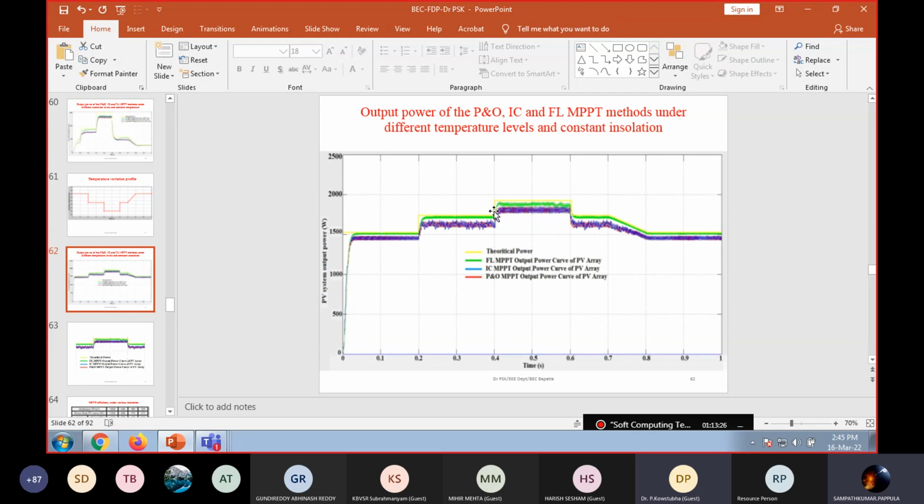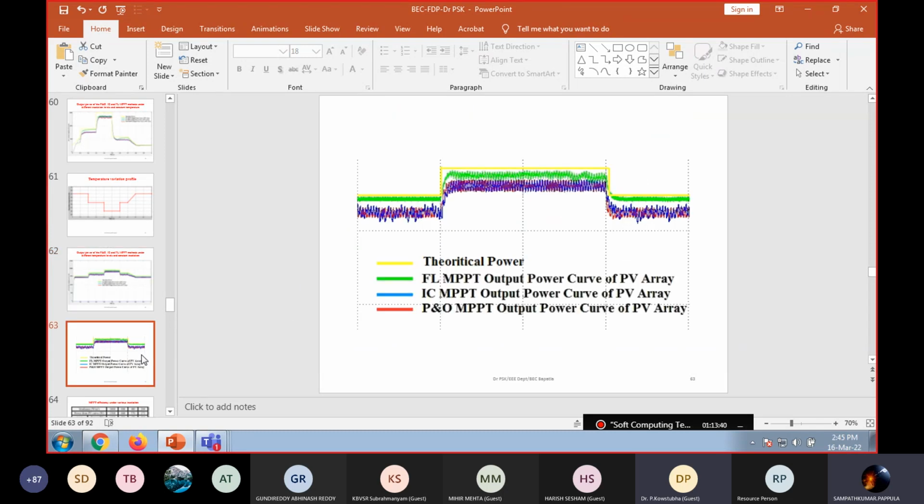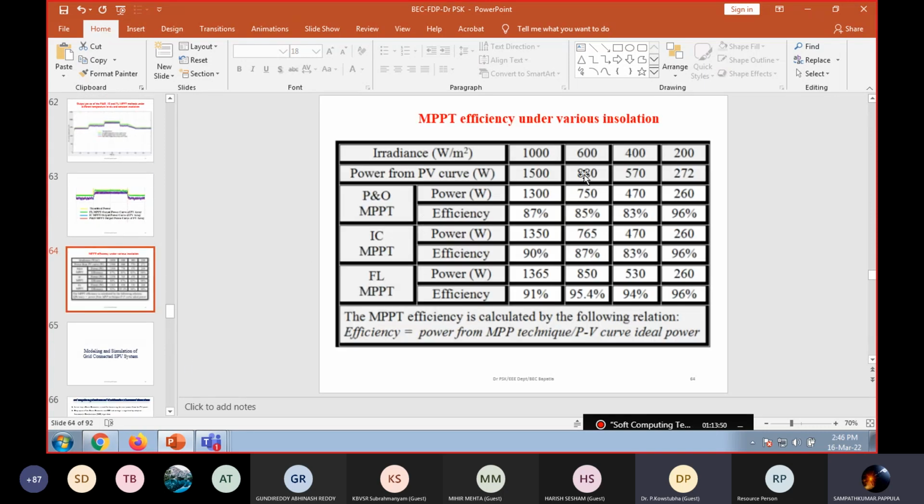So this is the reference. The yellow color is the reference, the theoretical power value, that is taken as the reference. Using fuzzy logic, it reaches the reference, that is the theoretical power value, right? It is zoomed here. So by using fuzzy logic, we will get maximum power compared to the other two methods, right?